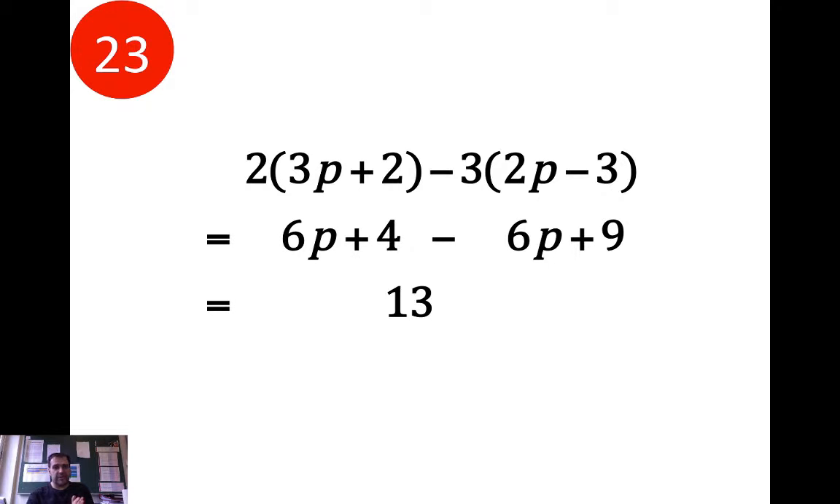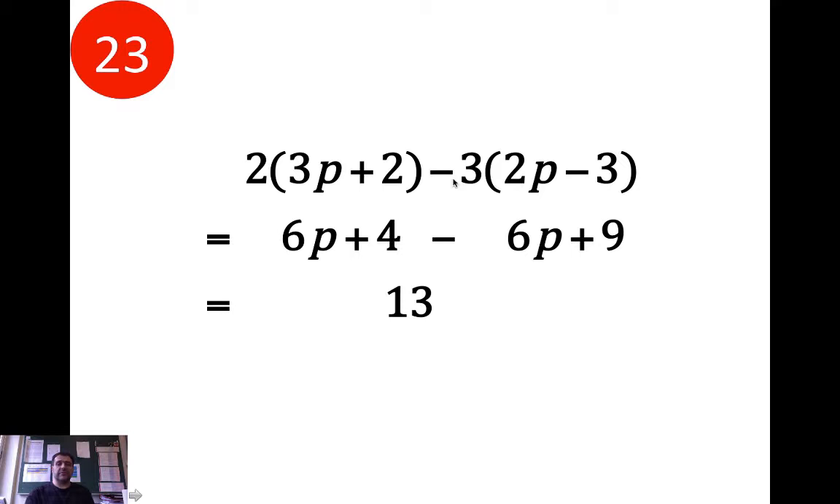And question 23. Similar sort of structure. So we've got 2 brackets 3p plus 2, minus 3 brackets 2p minus 3. So again, we've got to remember that this 3 in the middle isn't really a 3, it's a minus 3. And we're going to do the multiplying first because that's the correct order of precedence. So we're going to start with 2 times everything in the first bracket. 2 times 3p gives you 6p, and 2 times 2 gives you 4.